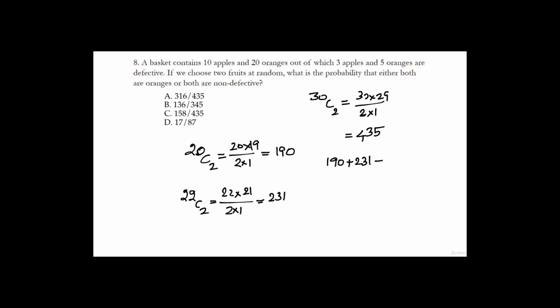So the number of ways of selecting 2 of the 15 non-defective oranges is 15C2, which is 15 into 14 divided by 2 into 1. So this will give 105. That 105 selections is common in both, so we are subtracting that. So this will be equal to 316. The total ways of selecting according to the condition is 316, and the probability will be 316 divided by total ways of selection without any condition, that is 435. Option A is the correct answer.